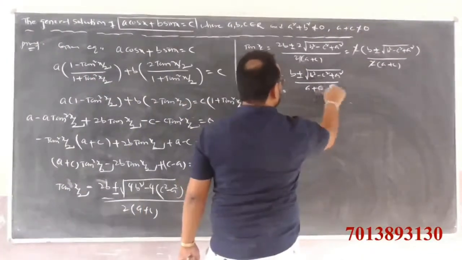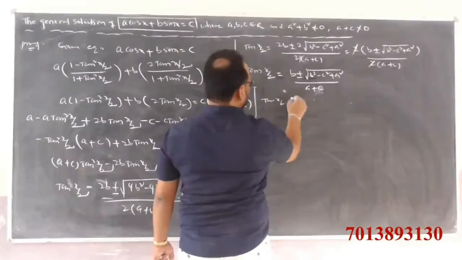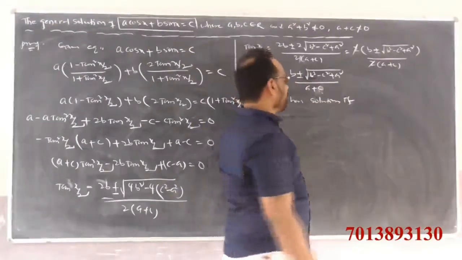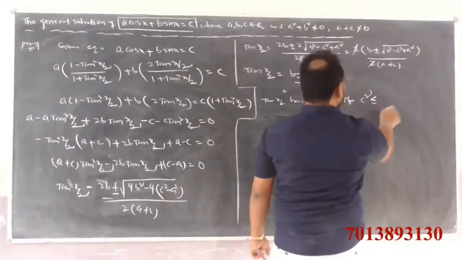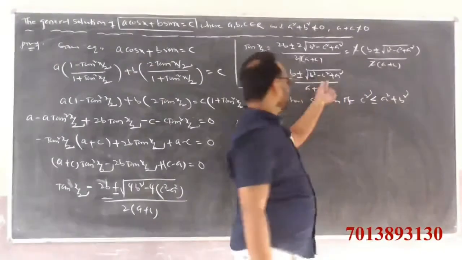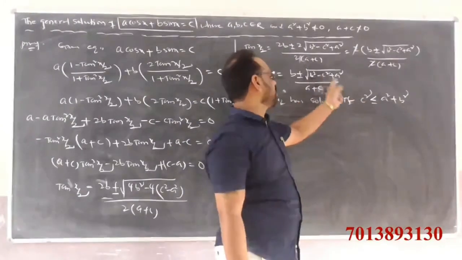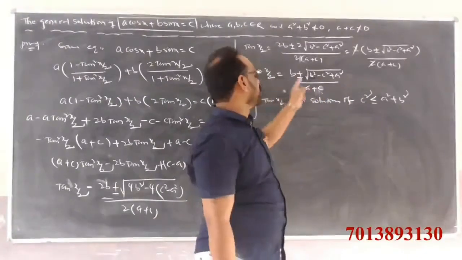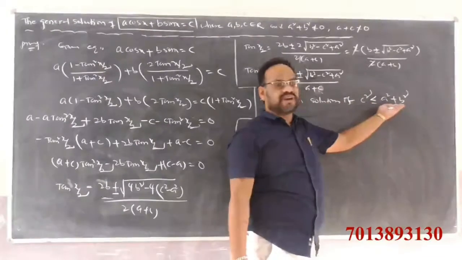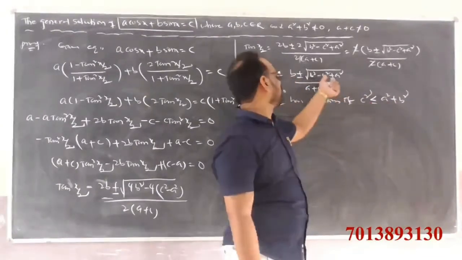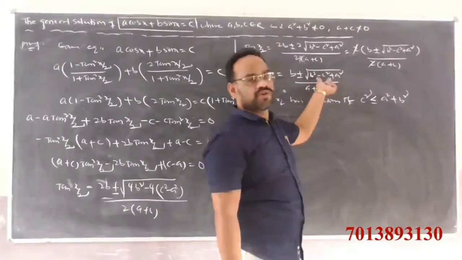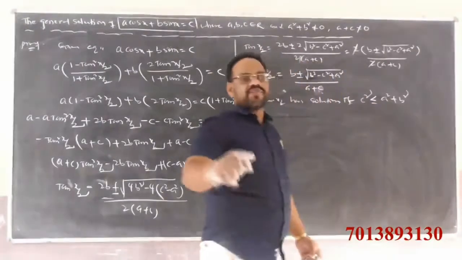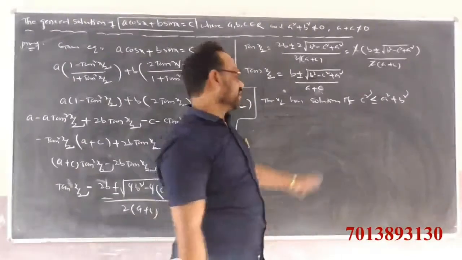So tan x by 2 has a solution if c square is less than or equal to a square plus b square, then tan x by 2 has a solution, otherwise not. Why? Because if the a square plus b square value is smaller than c square, the value under the root becomes negative. So here there is no solution. That's why tan x by 2 has a solution if and only if c square is less than or equal to a square plus b square.